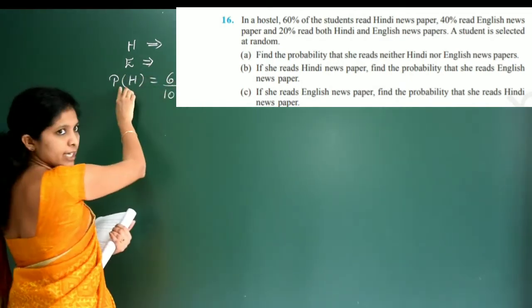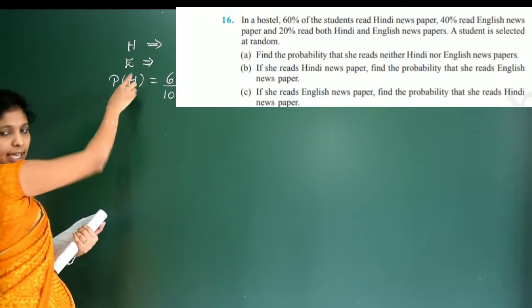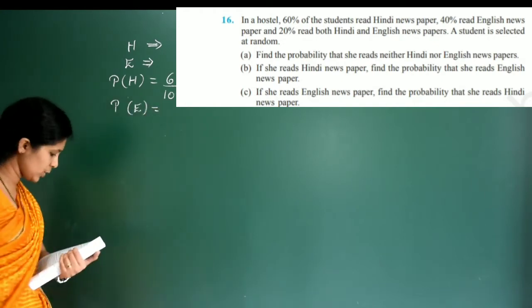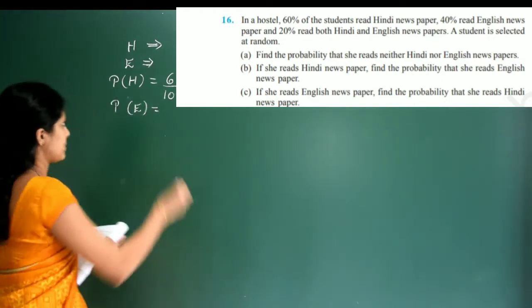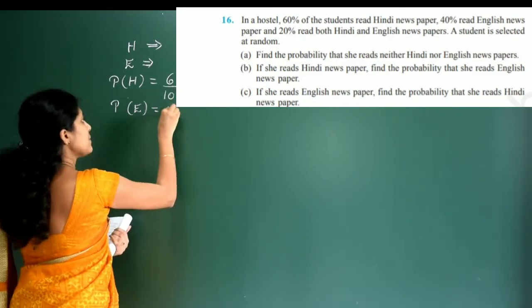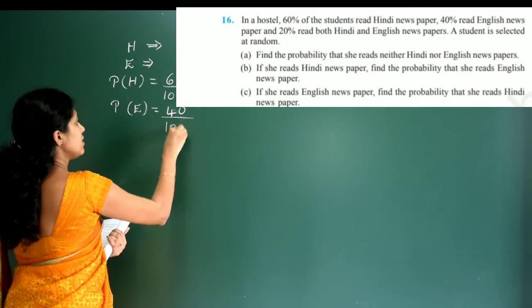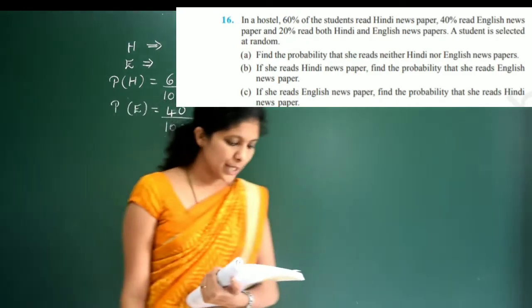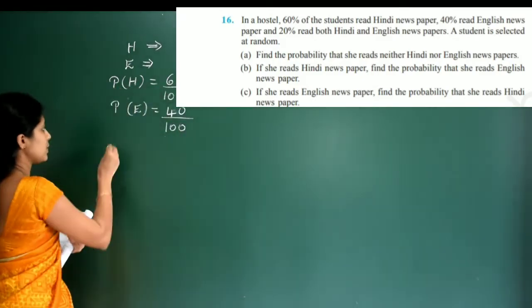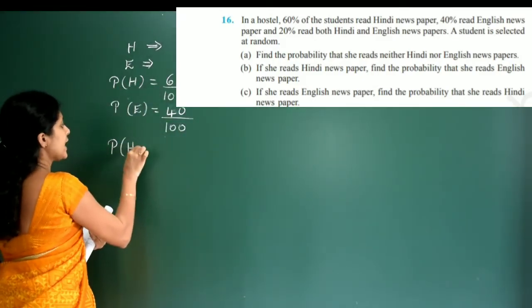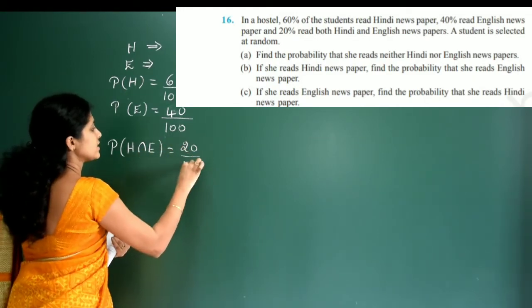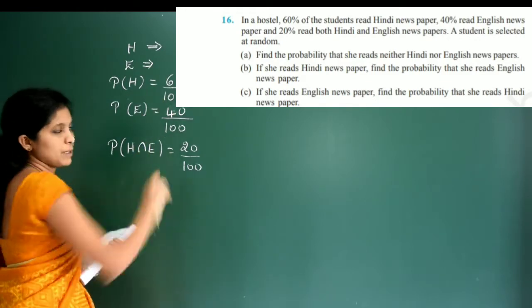Probability of English newspaper is equal to 40% read English newspaper. So this will be now 40 by 100. Then next, what is given? And 20% read both Hindi and English newspaper. So both means it will be intersection. P of Hindi intersection English is equal to 20 by 100. Now these are the things given. Okay. Now you can simplify this.